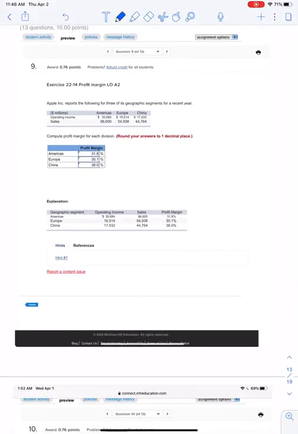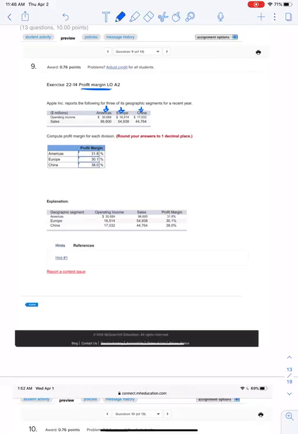So for number 9, we're once again dealing with profit margin. So we're told here that Apple Inc. reports the following for 3 of its geographic segments for a recent year. So it tells us that in the Americas, in Europe, and in China, these are the operating results. So operating income was $30,684,000. In Europe, it was $16,514,000. In China, it was $17,032,000. And likewise, we can see sales for each area.